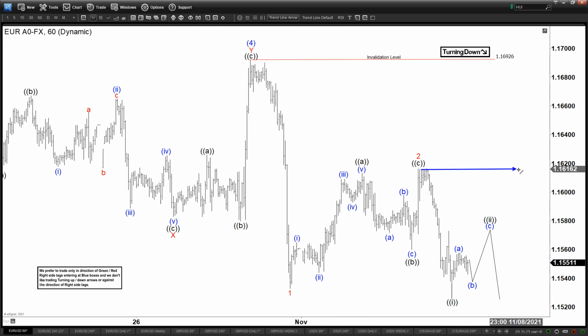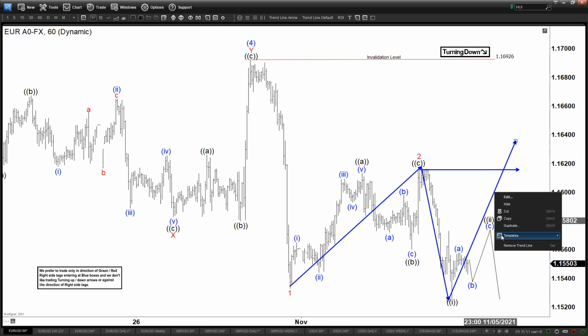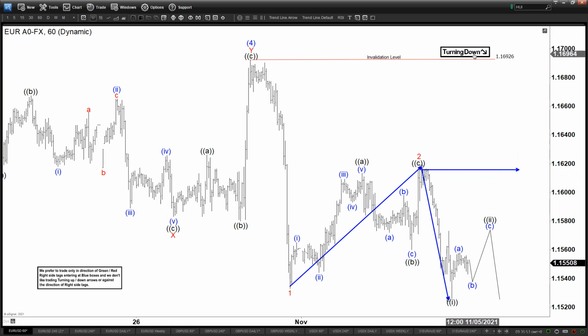Now, if this 116.16 fails, we could be doing some kind of an expanded flat like this, in which you can label this as an ABC, and then you can end wave 2 here as an expanded flat before going down again. So this 116.16 is going to be the first degree bearish pivot, and if that fails, the second degree is 116.90.